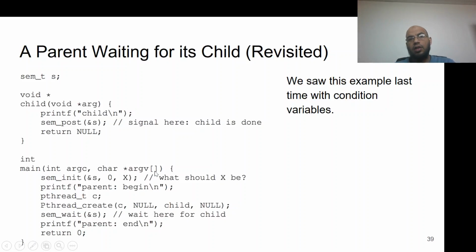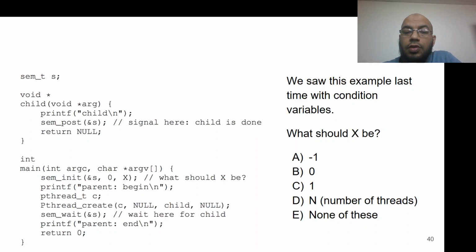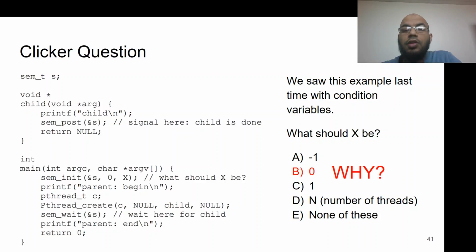So let us ask yet another question. What should x be in this case? Should it be 1? No, it should be 0. Why? Because in this case, you want any child thread that comes in to start.